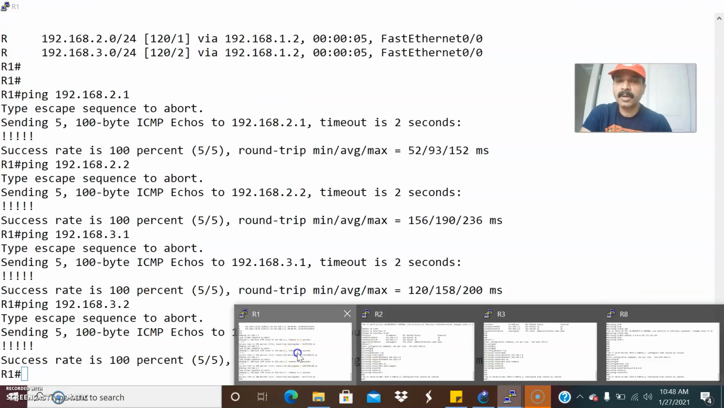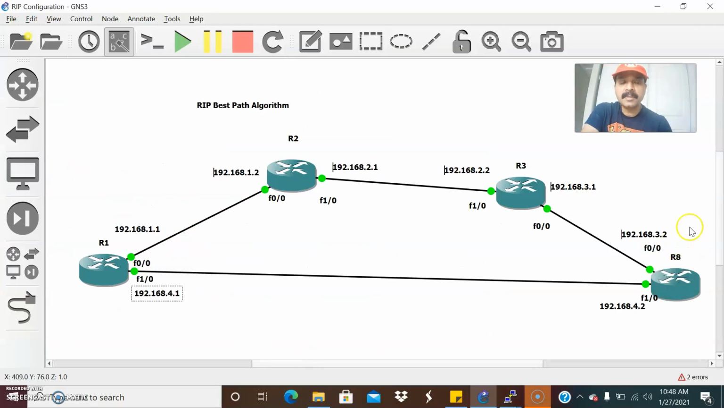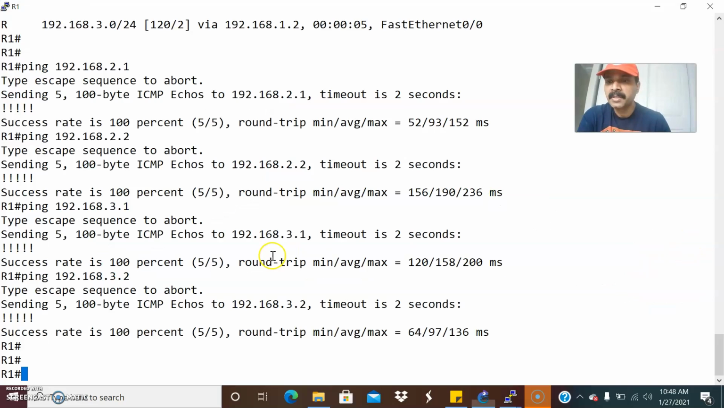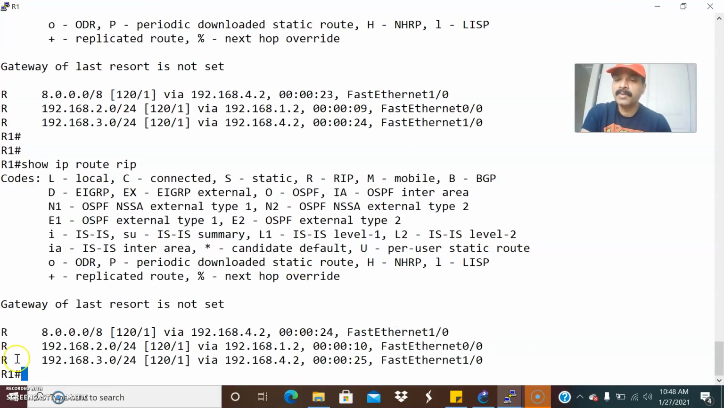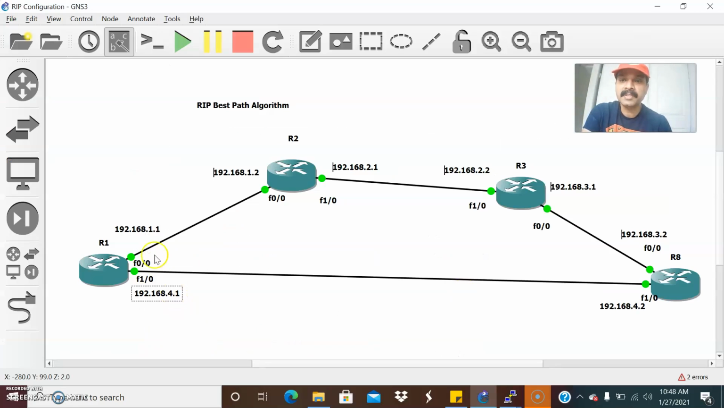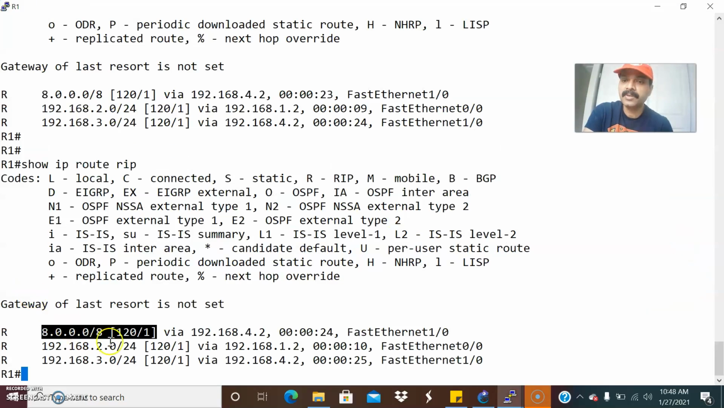So now let us check from R1. I want to check this loopback address, how R1 is able to select the best path, whether it is taking this path to reach this loopback address or it is selecting this path to reach the 8.0.0.0 network, right? So let us do a show IP route RIP. So you are able to see, right? The 8 dot network is reachable via one hop. That is the best hop, even though there are several hops, 1, 2, 3 hops. So it always uses the best path algorithm to reach this loopback 8.0.0.0 network, right? AD is 120 and it always uses the best hop.